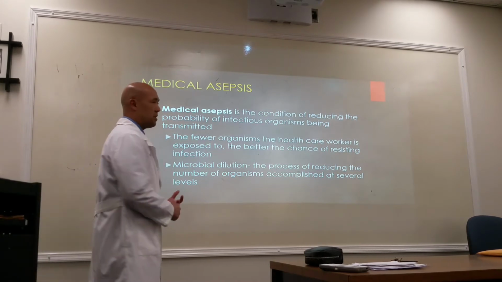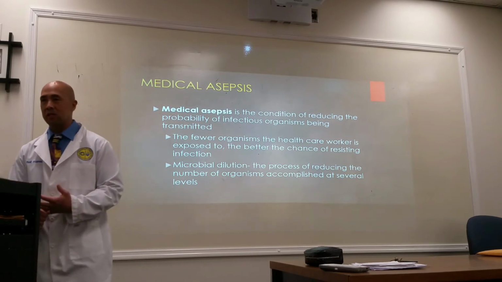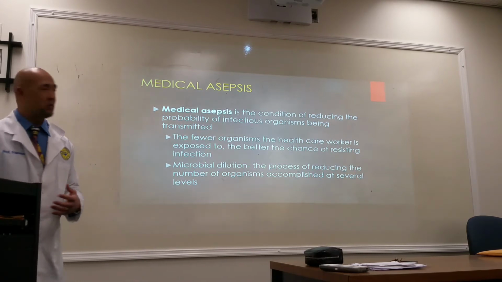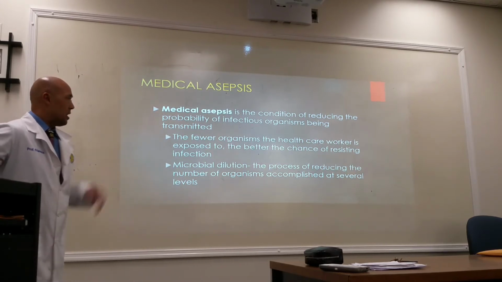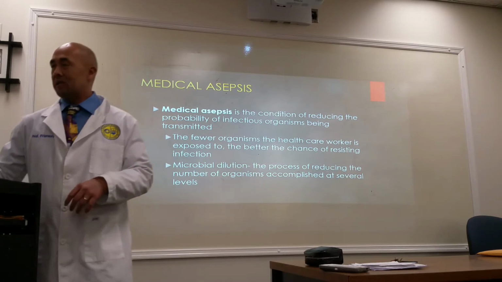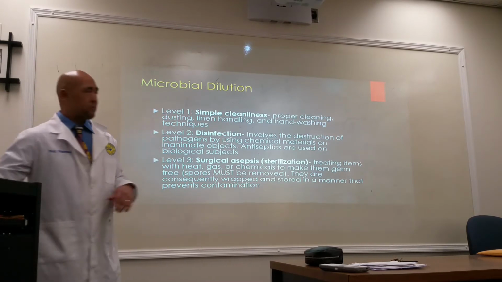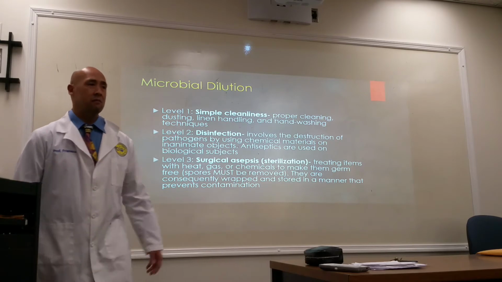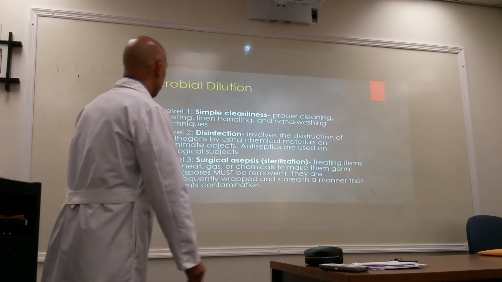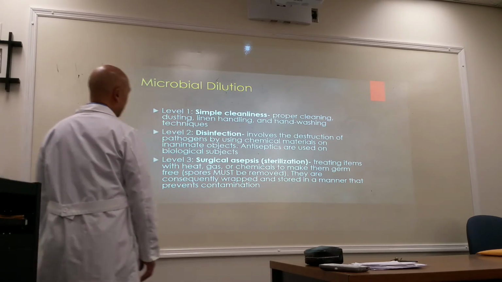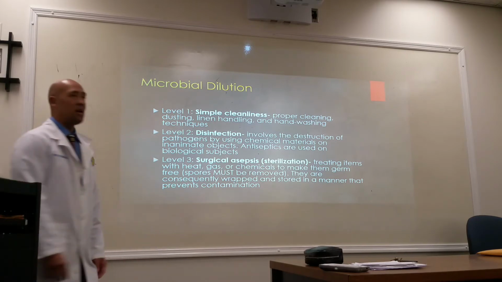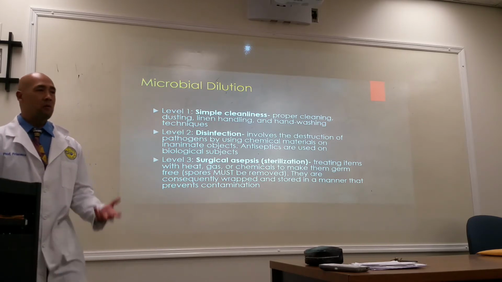And this is done through the process of microbial dilution, which is the process of reducing the number of organisms, accomplished by certain levels, including keeping your environment clean. So number one, simple cleanliness, which is proper cleaning, dusting, linen handling, and also hand washing techniques.